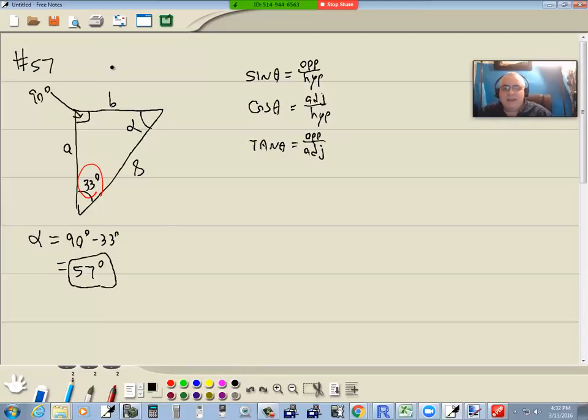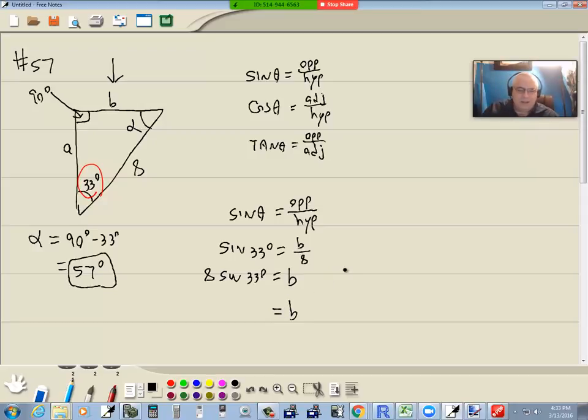And I want to find this side this time. Now in terms of this angle, this is the opposite side. So in terms of 33 degrees, this is opposite and this is the hypotenuse. So I'd use this formula. Sine theta is equal to opposite over hypotenuse. So we're going to have sine of 33 degrees is equal to opposite, which is B, over hypotenuse, which is 8. Now you multiply both sides by 8, and you get 8 sine of 33 degrees is equal to B.